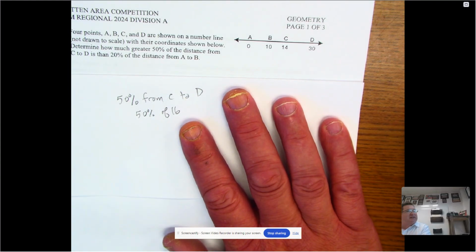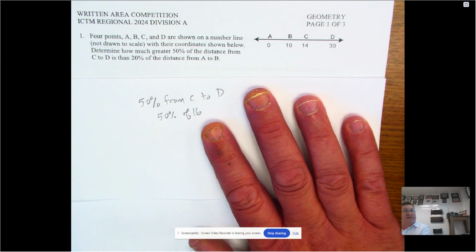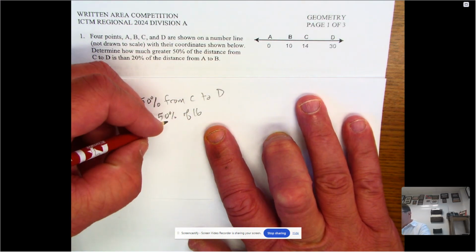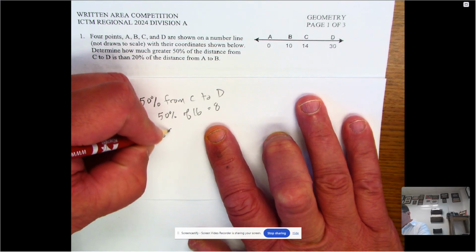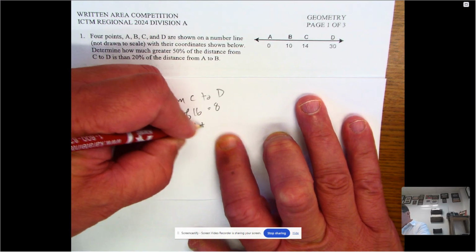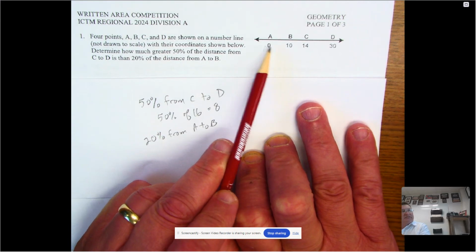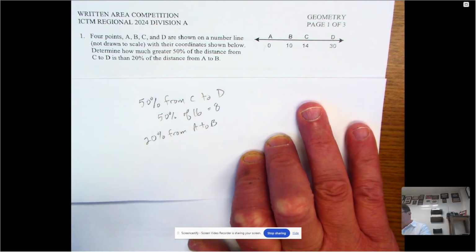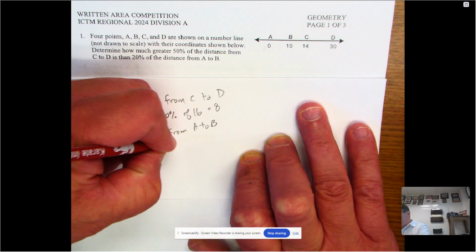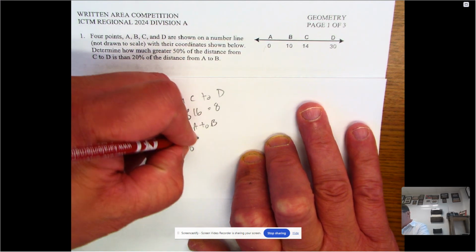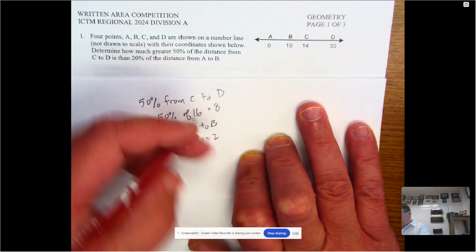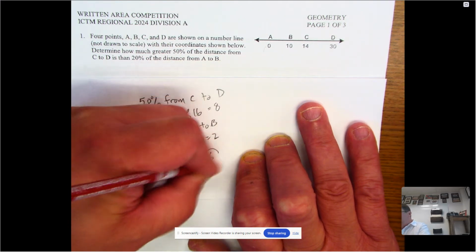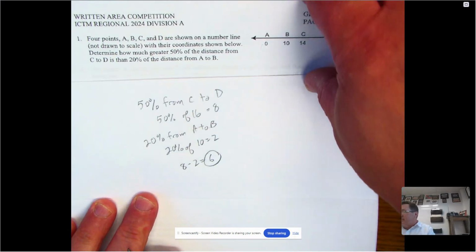I guess I should have said this on the previous 2 questions, but you should pause the video and try to solve it yourself and then watch to see whether you got the same answer I did. And so 50% of 16 is 8, and then 20% from A to B, well, that's 20% from 0 to 10. Well, 20% from 0 to 10 is 2, and so it wants the difference. And so 8 minus 2 is 6. So our answer there is 6.